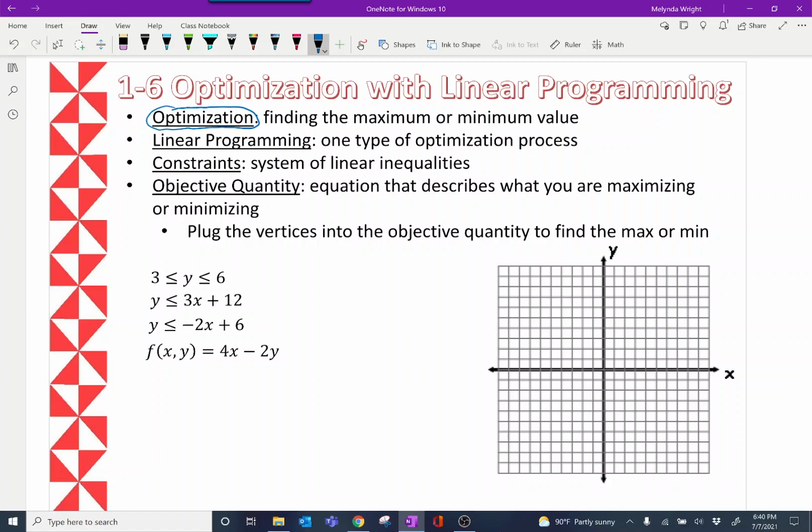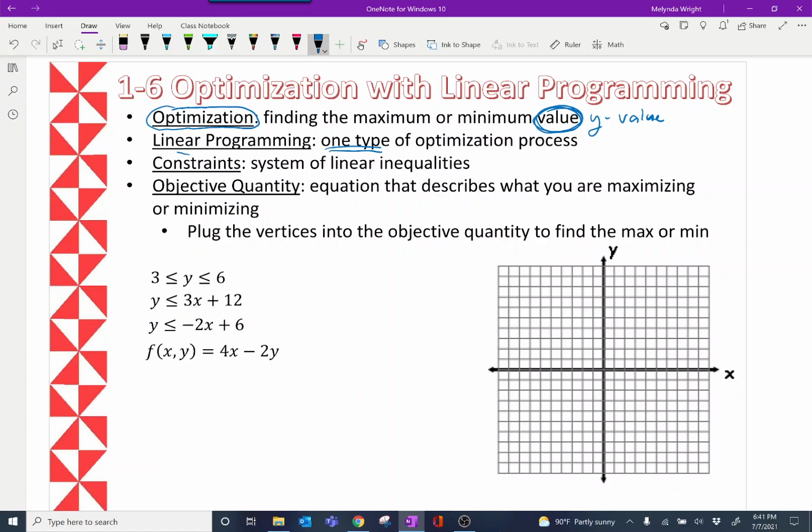Optimization basically means that you are optimizing something. You are finding the maximum or minimum value. And in many scenarios, the value is really the Y value. That's the quantity that you're maximizing or minimizing. Linear programming is just one type of optimization process. It's just one of them. There are others. We use several different optimization processes in calculus. This is the one that we're going to be working on in Algebra 2.